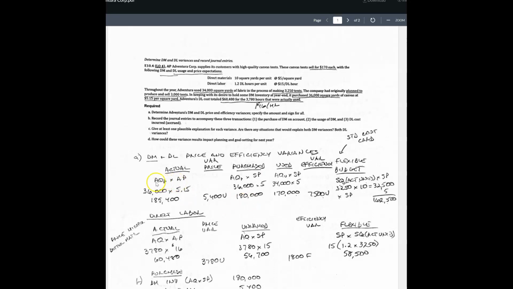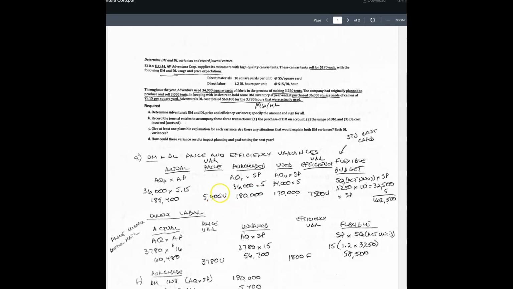So the actual quantity times actual price, we bought 36,000 yards at $5.15 a yard. So that's how much we paid for direct material, $185.4. And that's our actual. We purchased 36,000 yards, and at the standard price would have been $5 per yard. All right, so that means our price variance here would be the difference, and we spent more than what the plan would have said to spend, so that's $5,400 unfavorable.